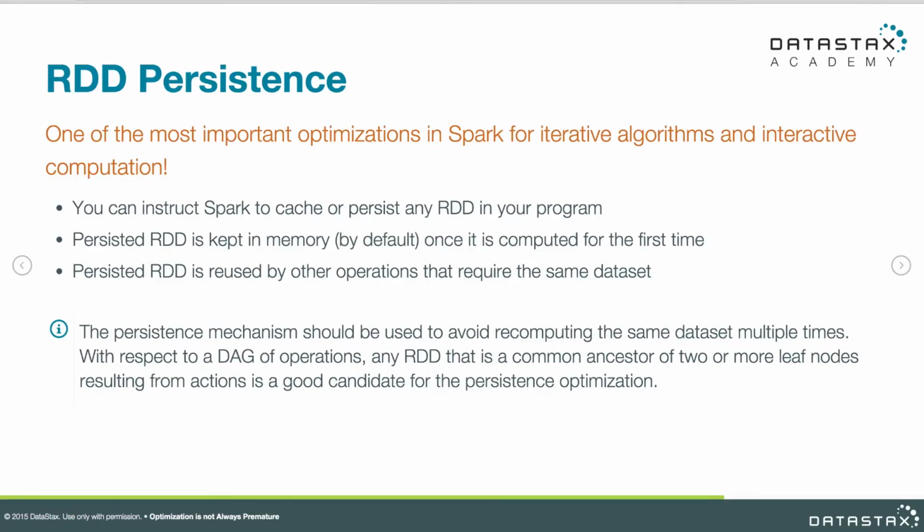You can cache or persist any RDD in your program. By default, these will be kept in memory after they're computed for the first time, and of course they can spill over to disk if you allow that. They can then be reused by other operations that require that same data set, whether those are other transformations or other actions. The persisted RDD is there and shouldn't need to be recomputed.